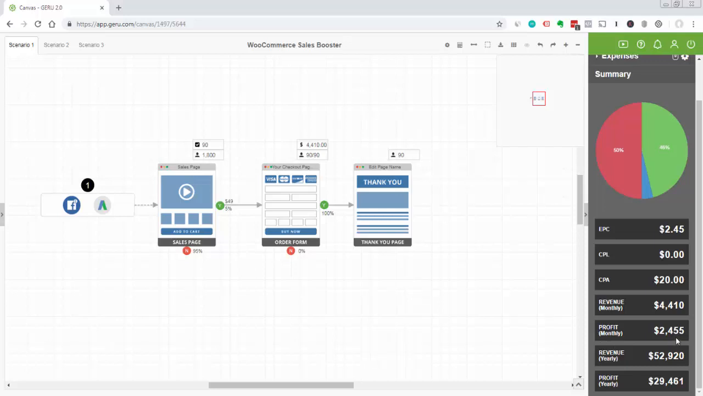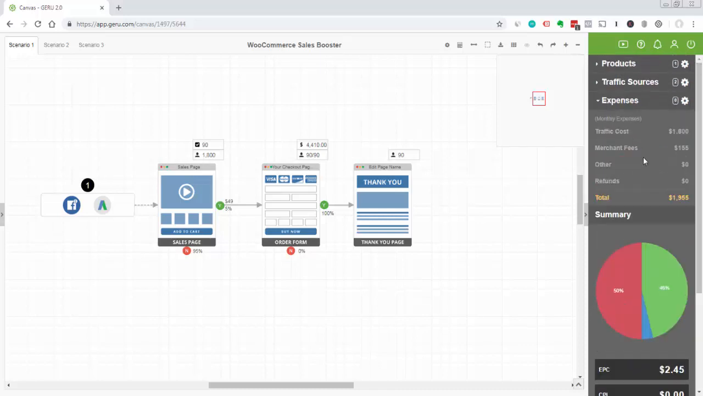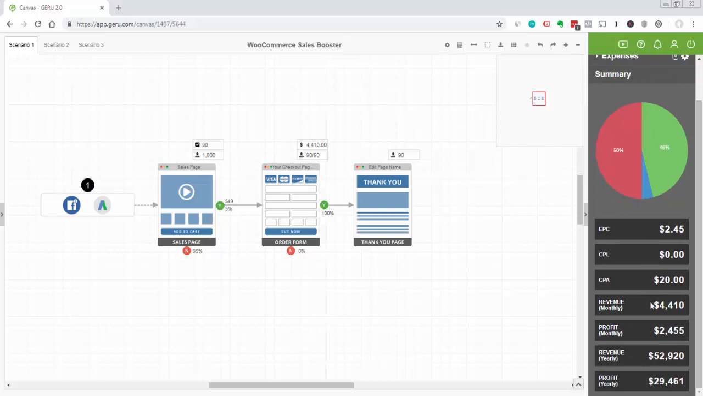Let's just say, in this example, we're going to keep it simple. Our expenses will be your traffic costs, so that'll be $1,800, and merchant fees for processing the payments for what you're selling. So this is your gross revenue, and your profit is just under $2,455. That's your profit in that month, after taking your gross sales minus your ad costs and any merchant fees. We haven't included any fulfillment costs, so we're just going to stick with a digital product in this scenario. So that's what you're making with a very simple online sales funnel.